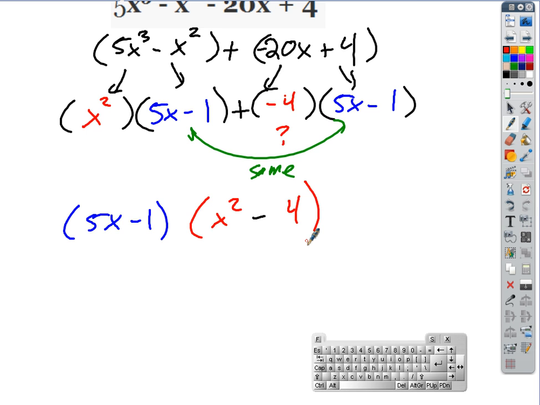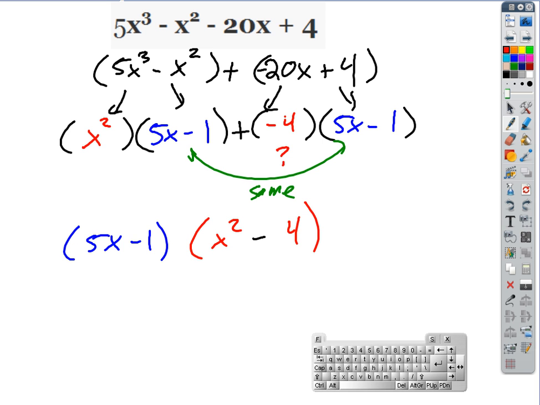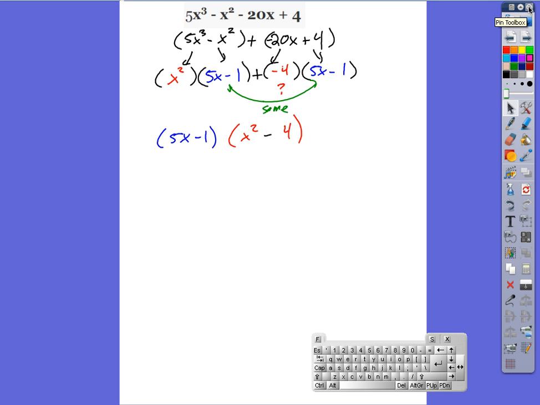Because now, I think this one just said factor it, didn't it? I gotta go back and see. I can't remember. Yeah, it just says factor. I don't like these as well. The questions I frankly like better are the ones that say solve, where these are equal to zero instead. But this one actually does say factor, so that implies that we want to factor it as far as we can. So this guy is done.